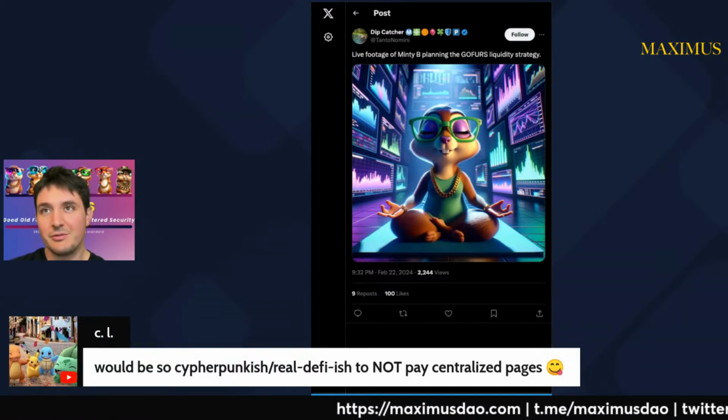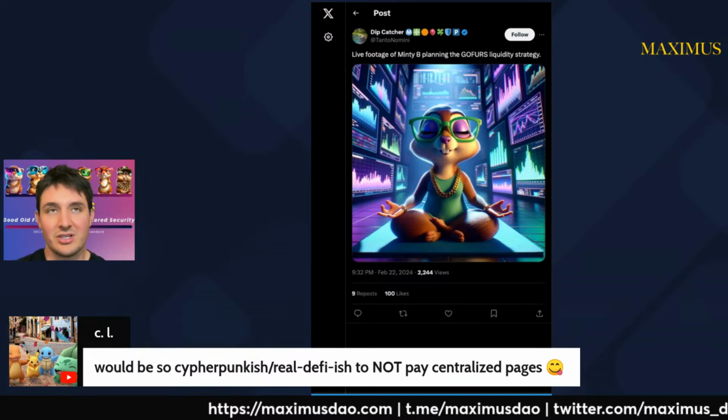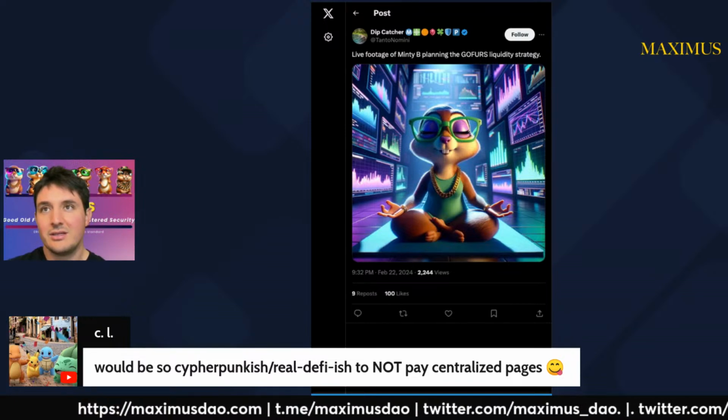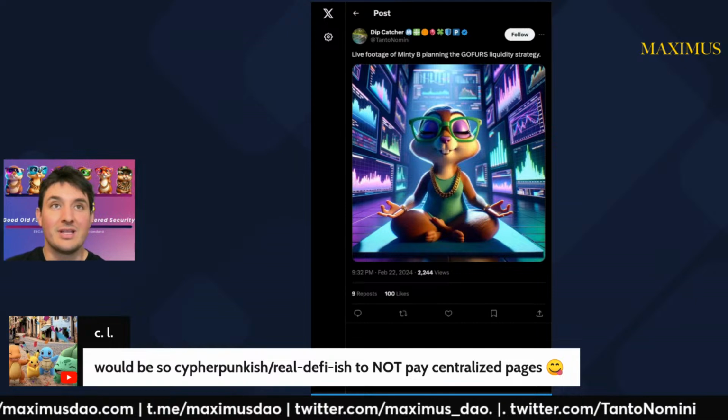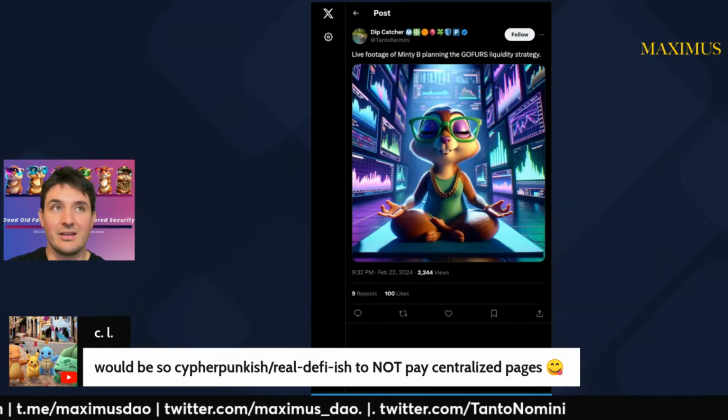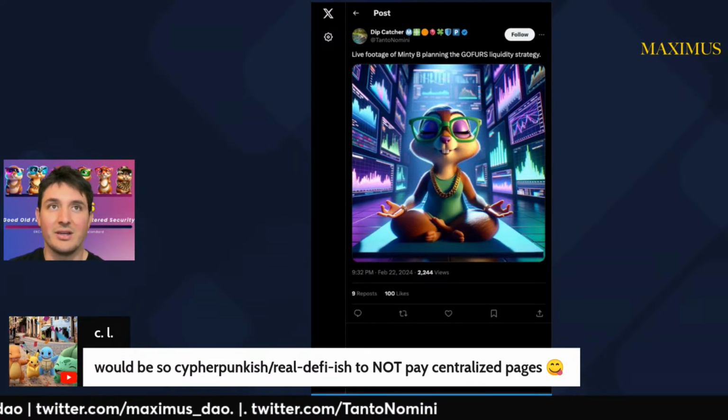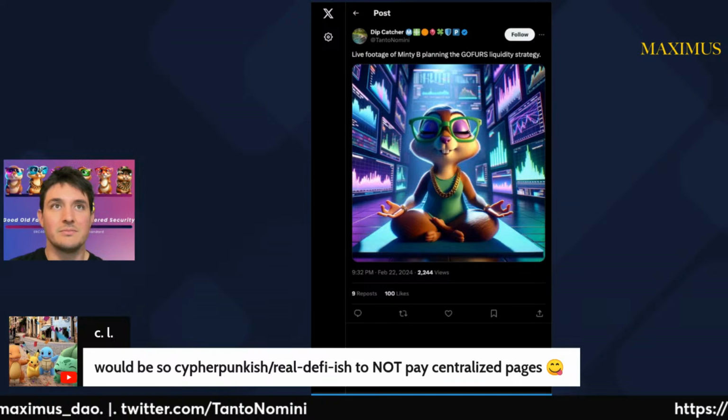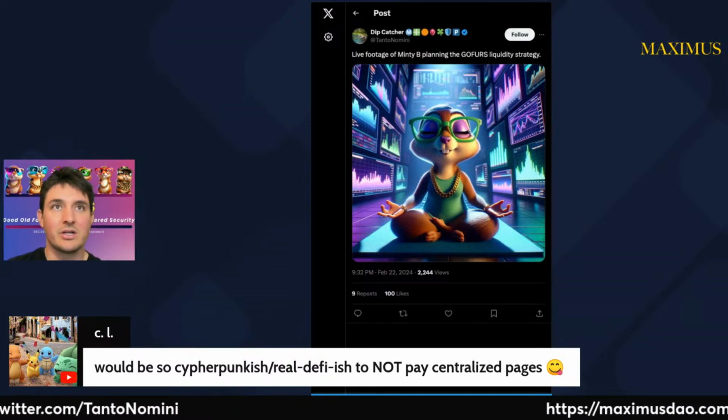Would be so cypherpunkish, real DeFi, to not pay centralized pages. I mean, that's kind of how I feel. I haven't paid anything for any of the other things that I've built. I have not paid anything to get listed anywhere. But maybe that is a shortcoming. Who knows?